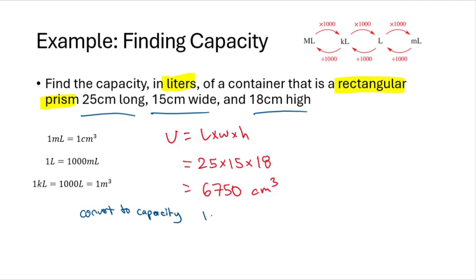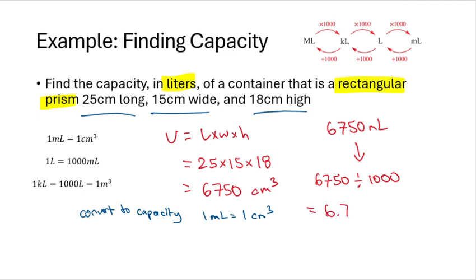And now you know that 1 milliliter is the same as 1 centimeter cube. So this means that this will end up being 6,750 milliliters. And to convert to liters now, you just go 6,750 divided by, let's see, to go from milliliters to liters, I need to divide by 1,000. So this will end up being 6.75 liters.